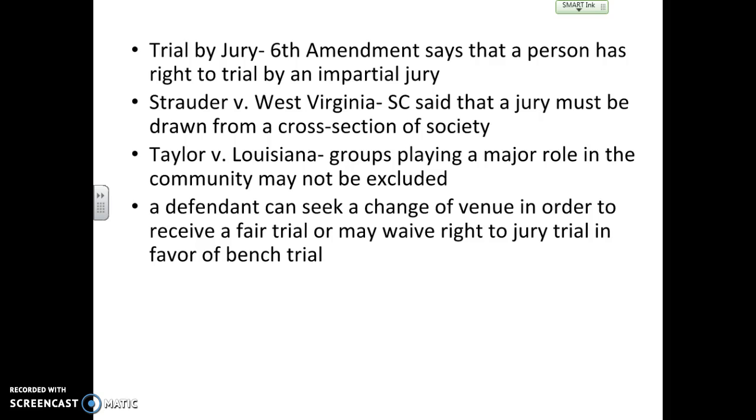Along with that, a defendant can seek a change of venue in order to receive a fair trial. A defendant may waive their right to a jury trial in favor of a bench trial, which means the judge would decide the trial. Change of venue occurs when a defendant doesn't think they can get a fair trial in an area where the trial is being held.